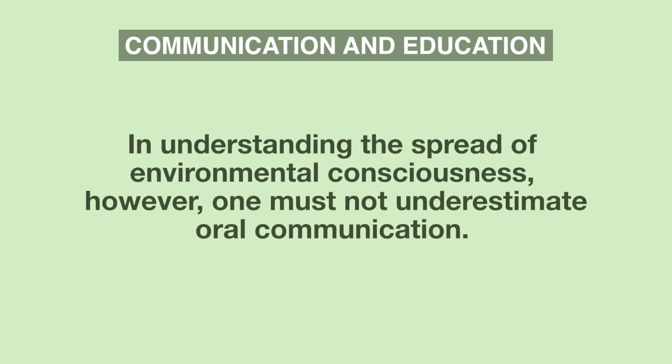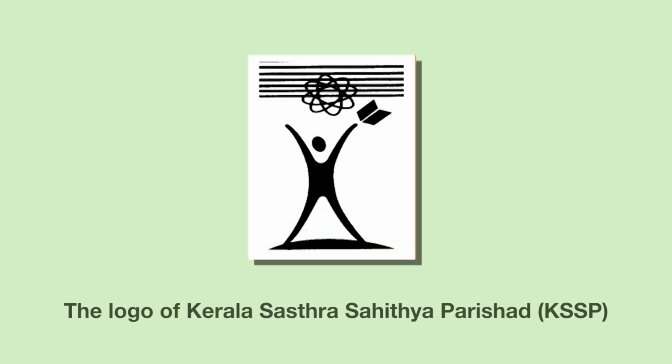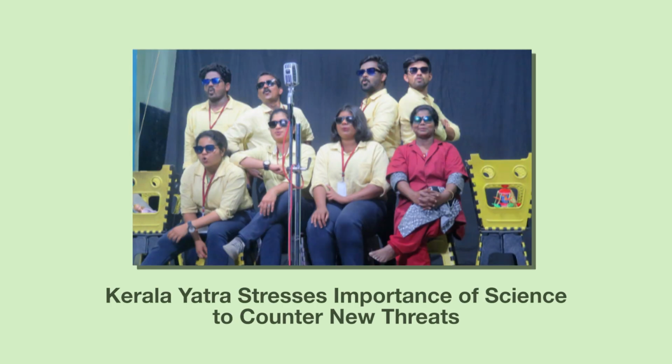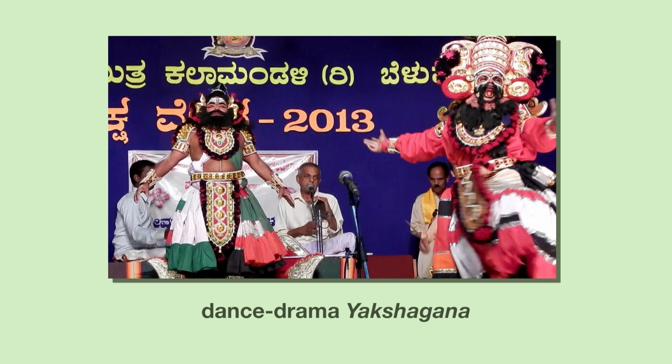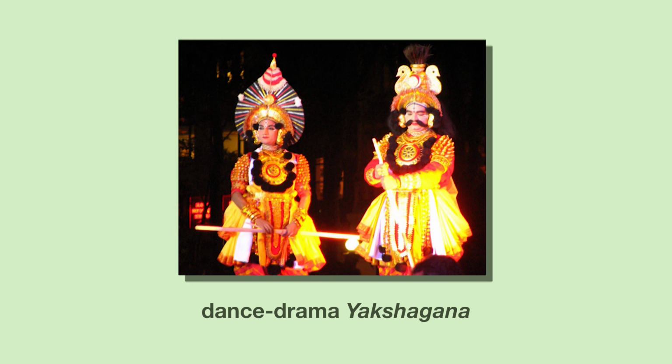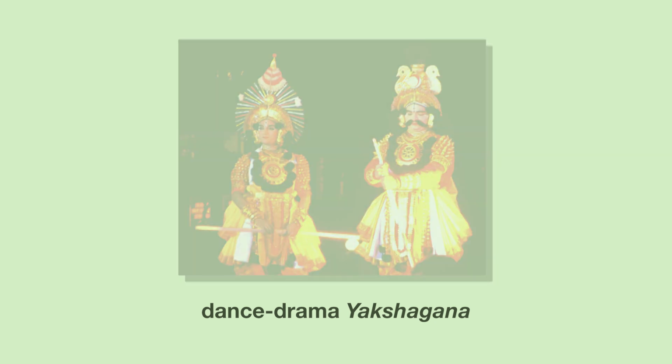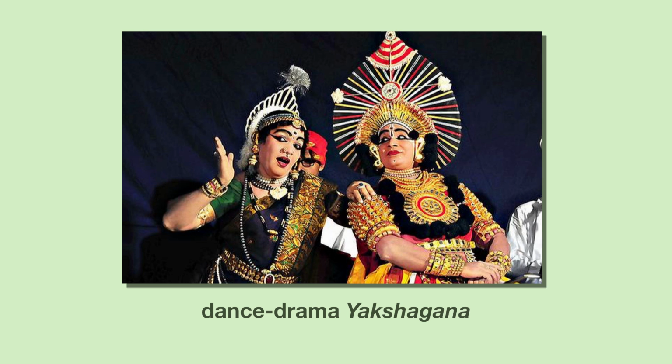In understanding the spread of environmental consciousness, however, one must not underestimate oral communication. For example, the popular science group, the KSSP, has performed plays and rendered folk songs in all parts of Kerala in order to increase popular awareness of deforestation and pollution. In the neighboring state of Karnataka, themes of environmental abuse and renewal have figured in the traditional dance drama of the West Coast, Yakshagana. An activity which combines discussion and practical action is the eco-development camp, widely used by action groups to promote afforestation and other forms of environmental restoration.